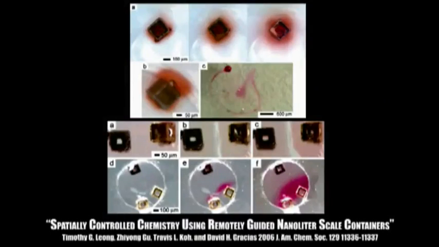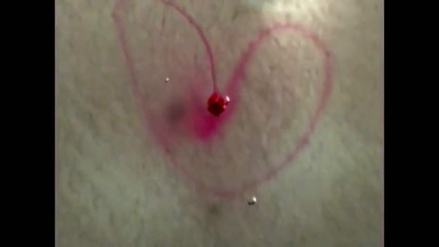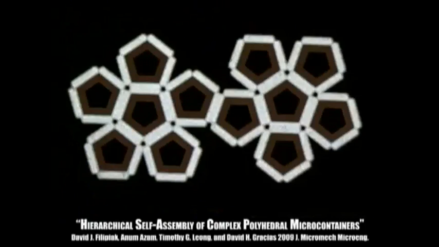This project demonstrates the use of these polyhedral containers for chemical encapsulation, remotely guided chemical release, and spatially controlled chemical reaction. This project demonstrates the hierarchical self-assembly of complex polyhedral microcontainers, such as the dodecahedron shown here. Polyhedral microcontainers that approach a sphere are especially attractive for biomedical applications, such as drug delivery in the body. Shown here are the two-dimensional templates prior to being self-assembled.